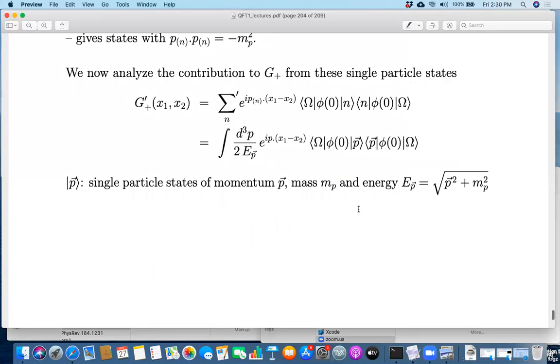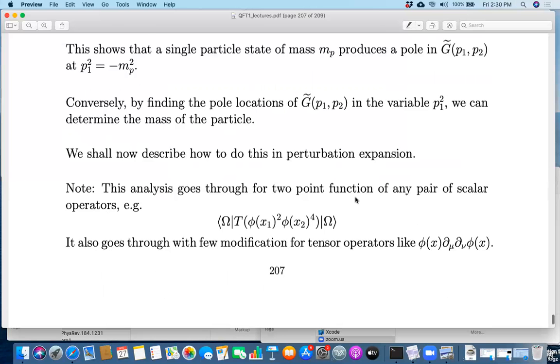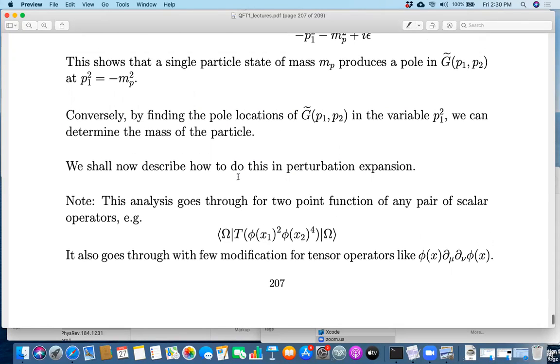So that's why this is a more general result than what you have emphasized, and I am emphasizing it now, that this analysis goes through for the two-point function of any pair of scalar operators. For any pair of scalar operators, if you look at the Fourier transform and look for the pole in the momentum space, the location of the pole contains information about the single particle spectrum in the theory. Are there questions?